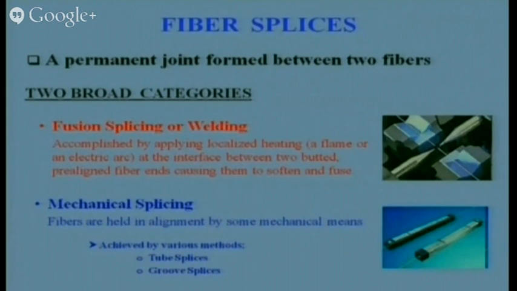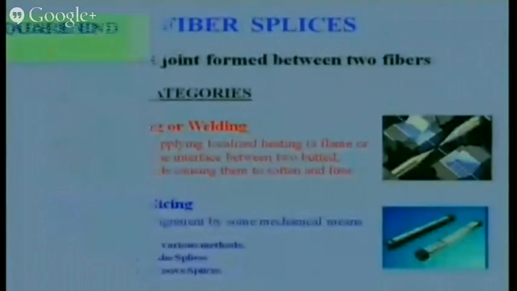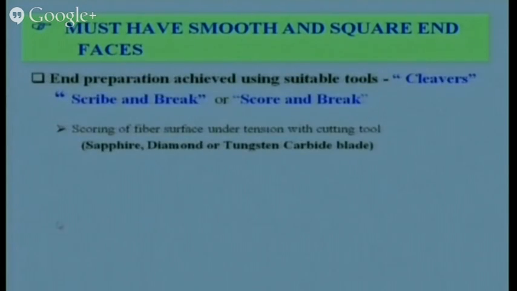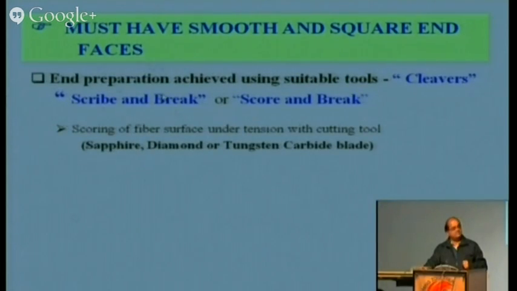Similarly, in cables it can be a tight buffer or a loose buffer. Loose buffers have advantages over tight buffers. But the fiber must have smooth and square end faces. Whether it is a mechanical splice or a fusion splice, you need the end faces to be very smooth and square, or at a 90-degree angle. This is called end preparation, and end preparation is very important in the fiber.